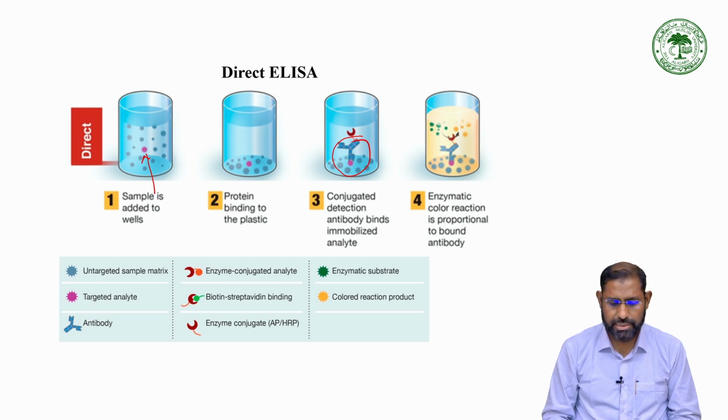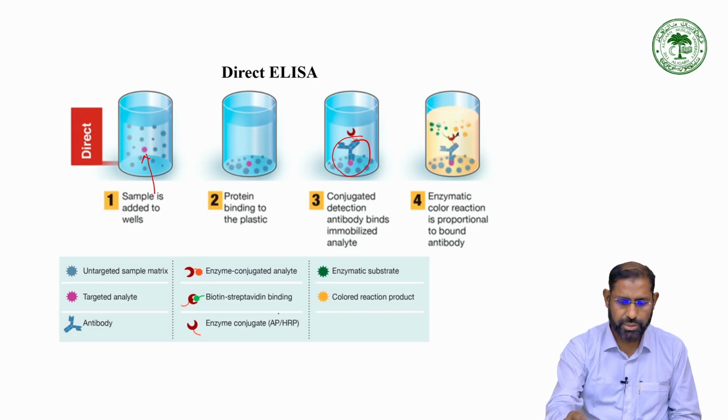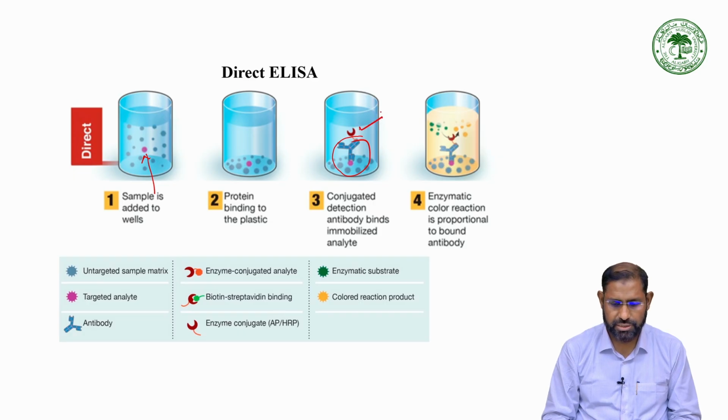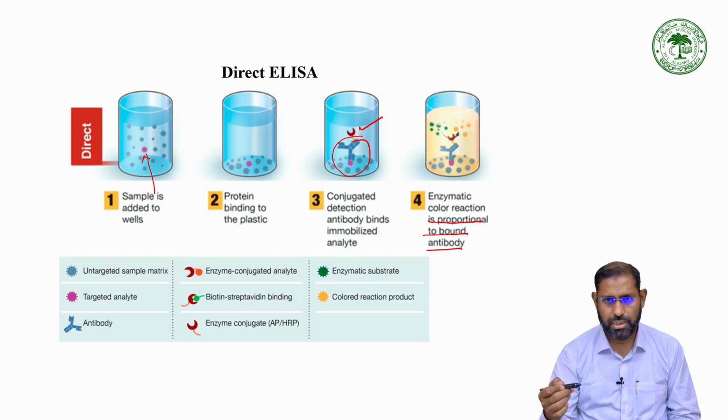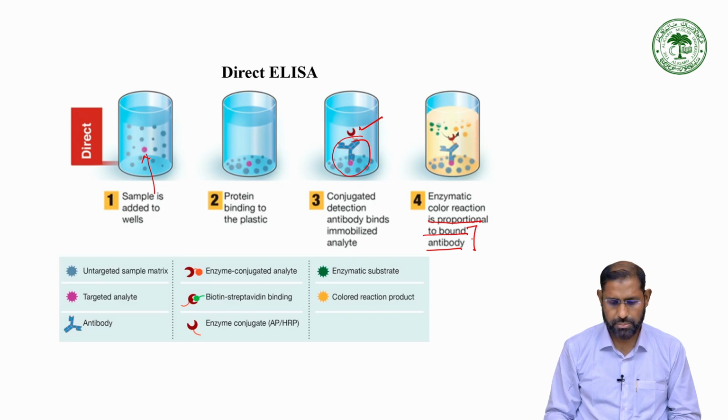Now it has the enzyme conjugate. This stands for enzyme conjugate. Then we have an enzymatic color reaction, proportional to the bound antibody. We add the substrate and it gives the color, and this color is proportional to the bound antibody, which detects the concentration of the protein.